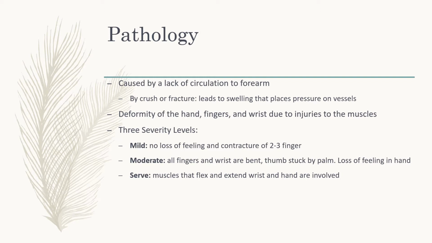With Volkmann's contractures, there are 3 severity levels. The first is mild, where there is no loss of feeling and contracture of the second and third finger. The second level is moderate. All the fingers and wrist are bent, the thumb is stuck by the palm, and there is loss of feeling in the hand. The third and worst level is severe, in which the muscles that flex and extend the wrist and hand are involved.